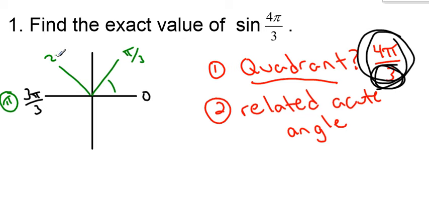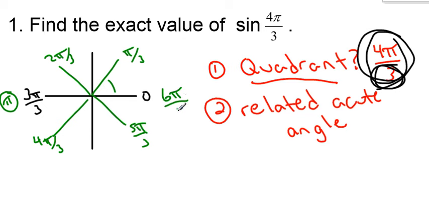Here's 2 pi over 3. Here's 3 pi over 3, which we've already labeled. It used to be called pi. Here's 4 pi over 3. Here's 5 pi over 3. And of course, that would make this 6 pi over 3 or 2 pi. So now I can see all of the terminal arms that represent pi over 3 and all of its related angles. So here is 4 pi over 3, and that's the angle we're talking about.